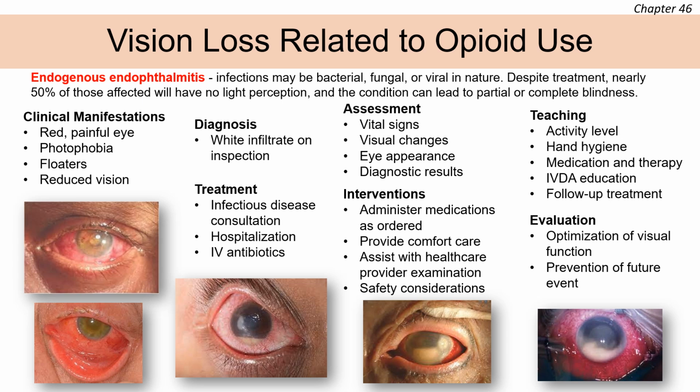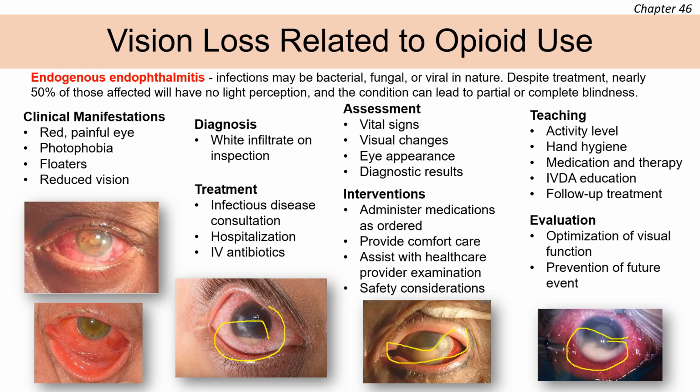All right, so clinical manifestations are going to be red, painful eye, photosensitivities, floaters, and reduced vision. Something you'll see when you look at the patient will be a white infiltrate on inspection. So I'm going to circle that here for you. White infiltrate.